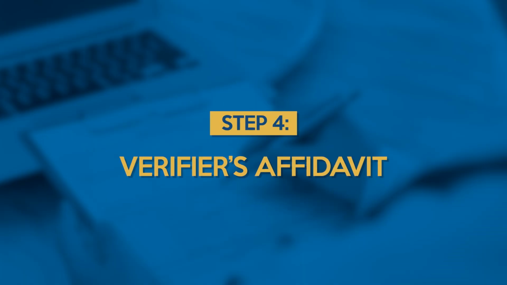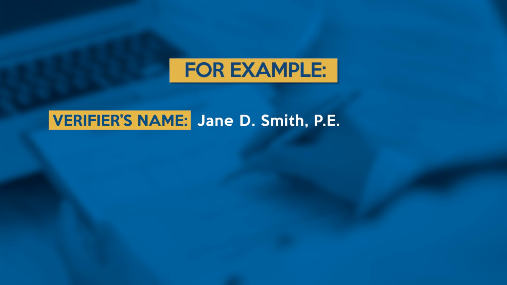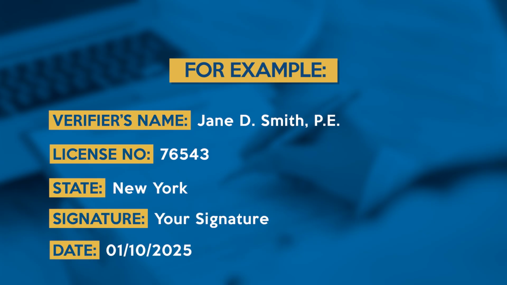Step 4. Verifier's affidavit. The verifier must complete and sign the affidavit. If they are a licensed engineer, they must include their license number and state of licensure. If they are not licensed, additional documentation may be required. Here's a sample. Verifier's name, Jane D. Smith, PE, license number 76543, state New York, signature, date 1/10/2025.